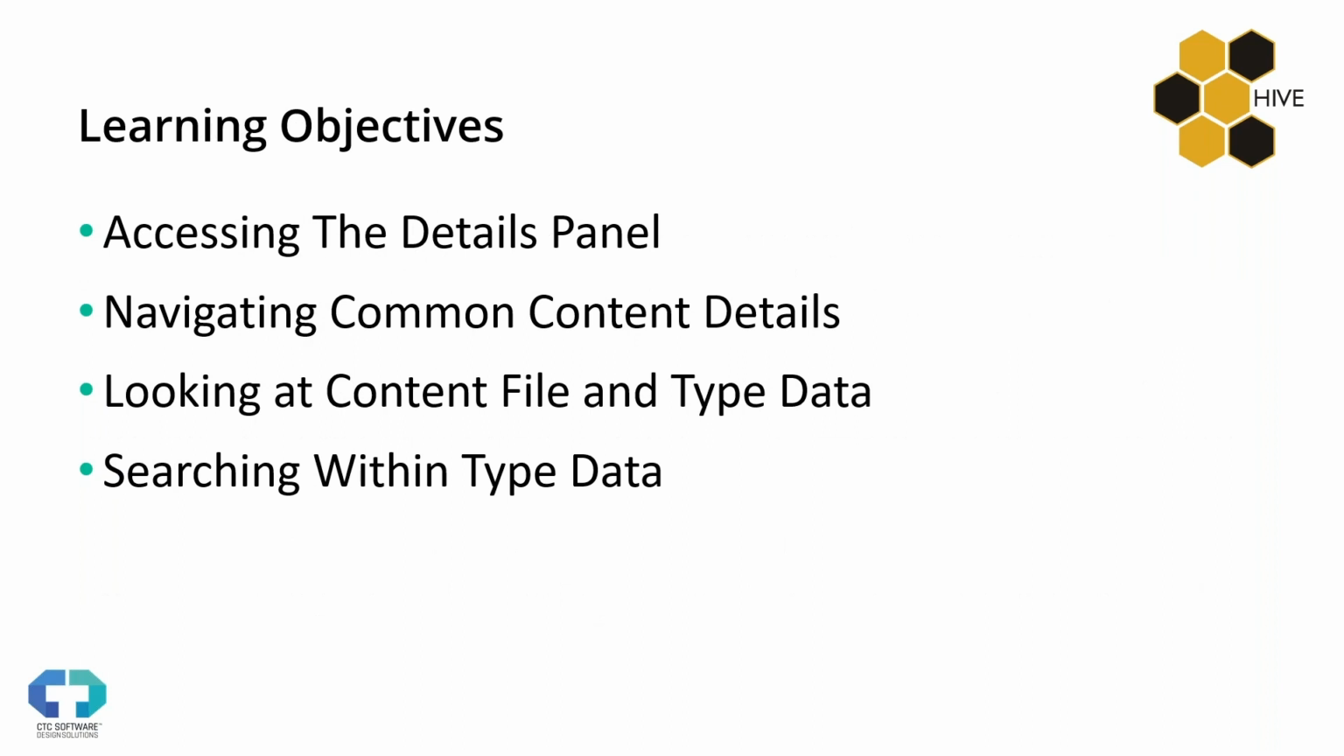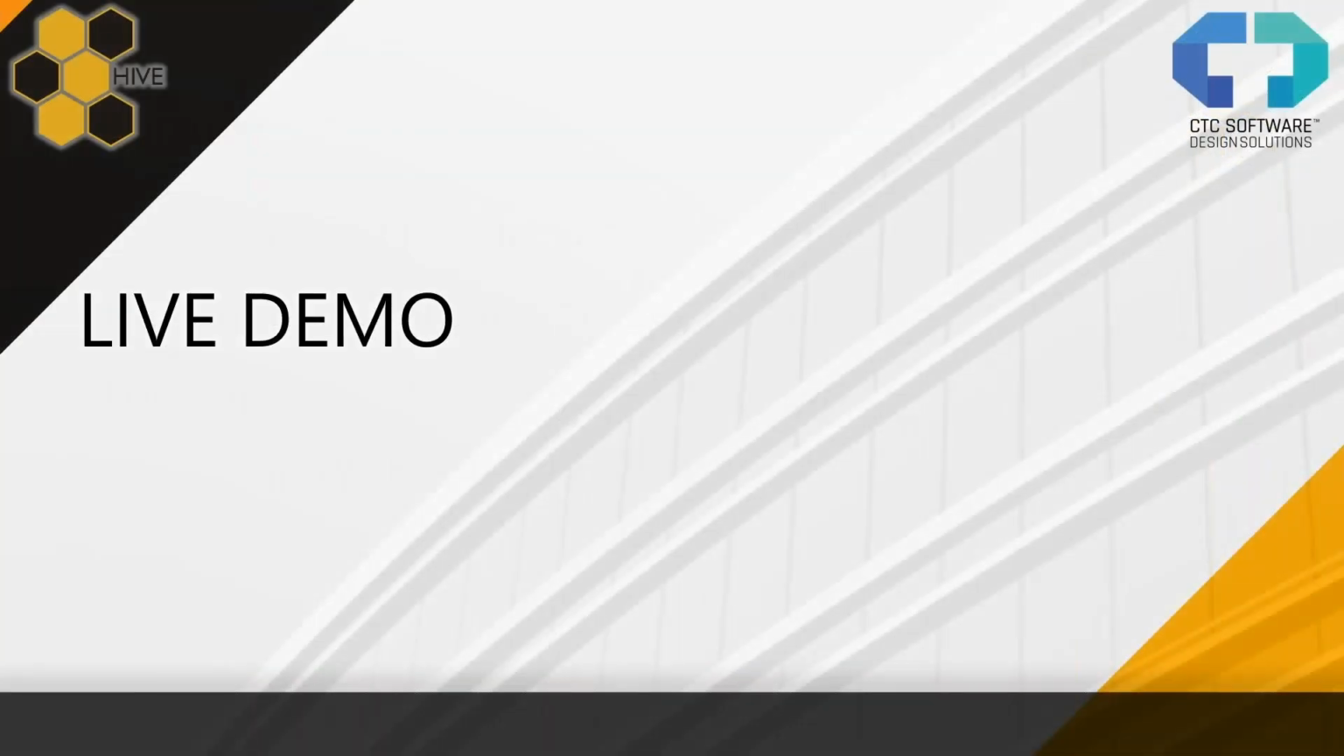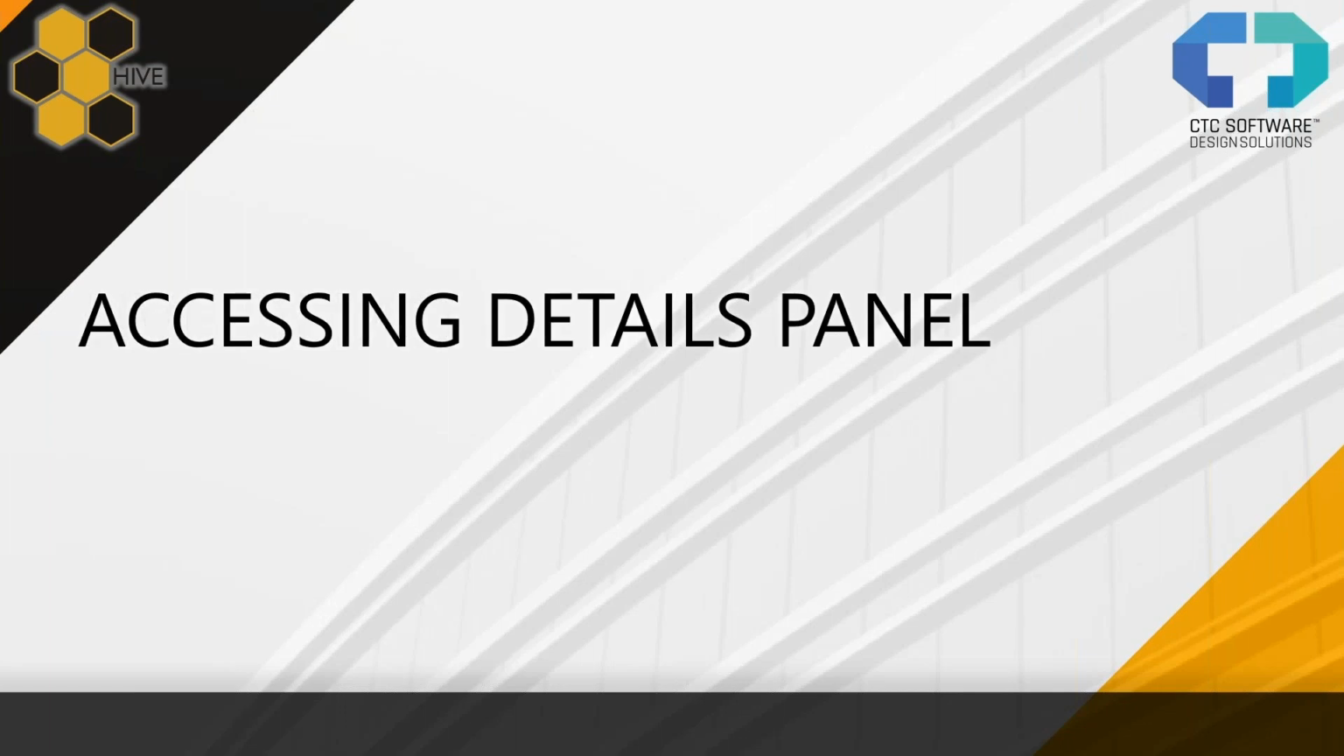So we're going to take a look at how to access the details panel. We're going to take a look also at some of the common controls in the details panel. We're going to look at file and type data and also search within the type data for specific pieces of information. So all of that is what we're going to try to cover today in this discussion. And since I'm not big on death by PowerPoint, we're going to just jump in live and take a look at how to access this.